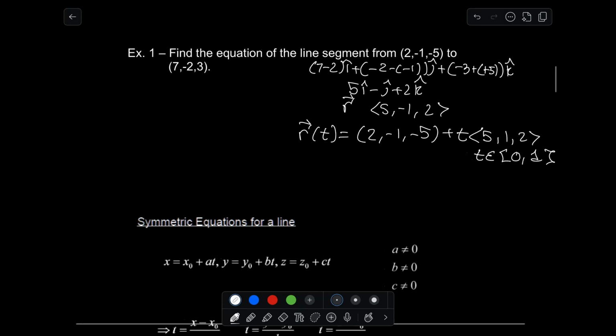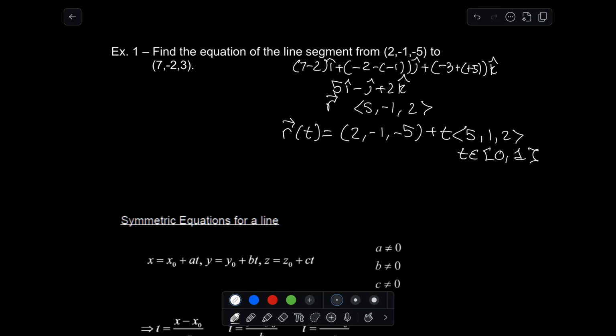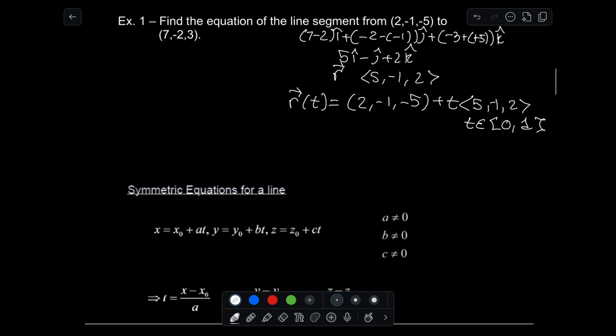And we can look at this and plug in 0 and 1 at our endpoints. If we plug in 0 here, it's going to give us back (2, -1, -5). Plug in 1, we're going to get (7, -2, -3). Yep.